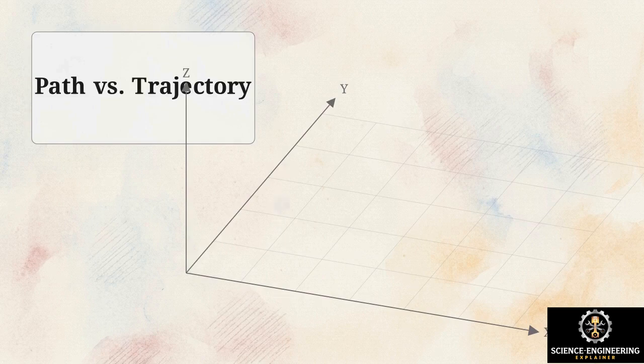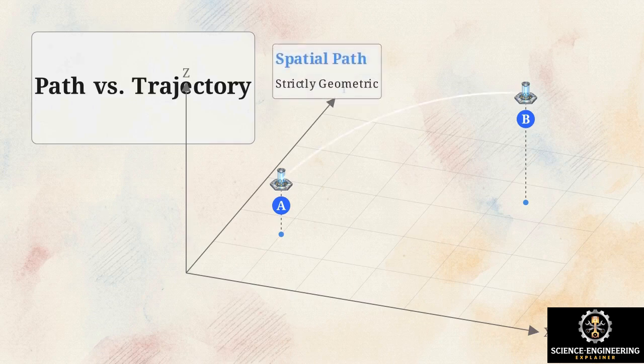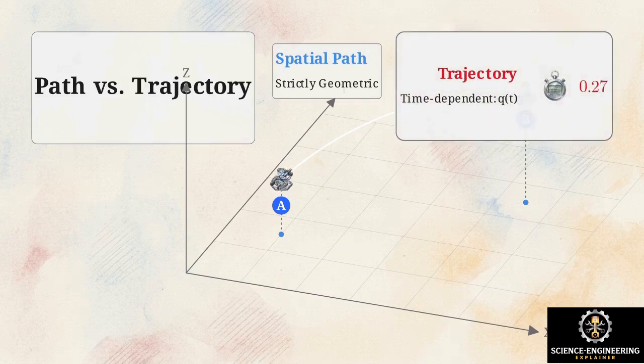A spatial path is strictly geometric. It is a sequence of three-dimensional coordinate points connecting a start pose to a goal pose, entirely independent of time. A trajectory assigns strict temporal limits to this geometry. It's a time-dependent description of motion.